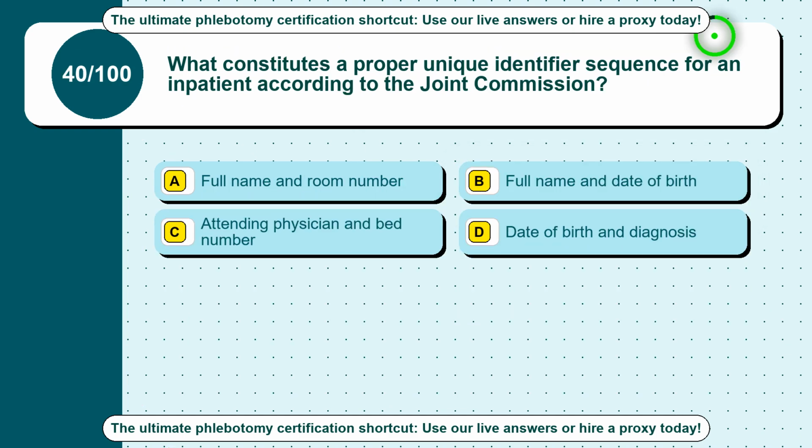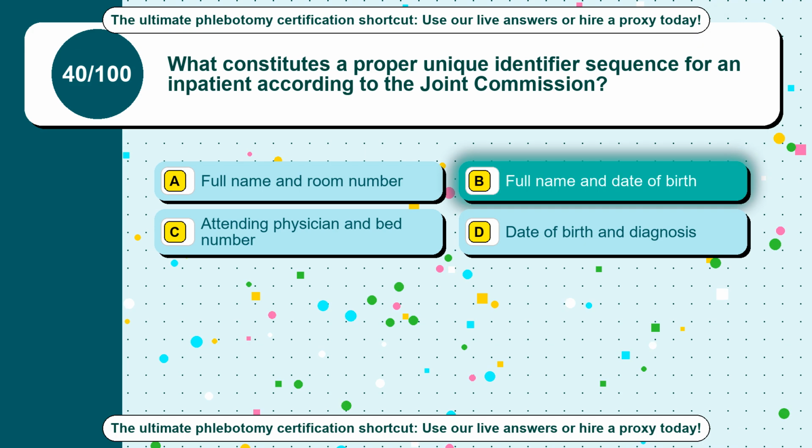Question 40. What constitutes a proper unique identifier sequence for an inpatient according to the Joint Commission? Option A. Full name and room number. Option B. Full name and date of birth. Option C. Attending physician and bed number. Option D. Date of birth and diagnosis.